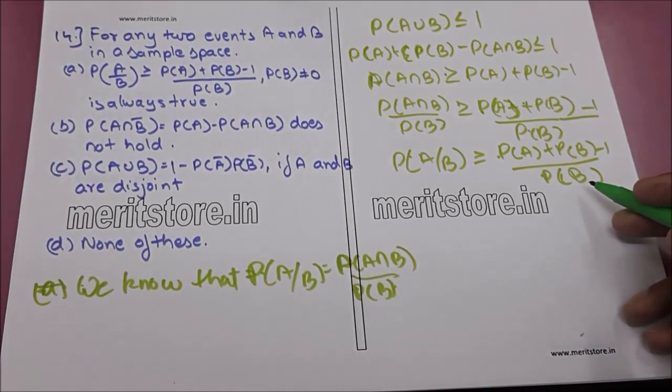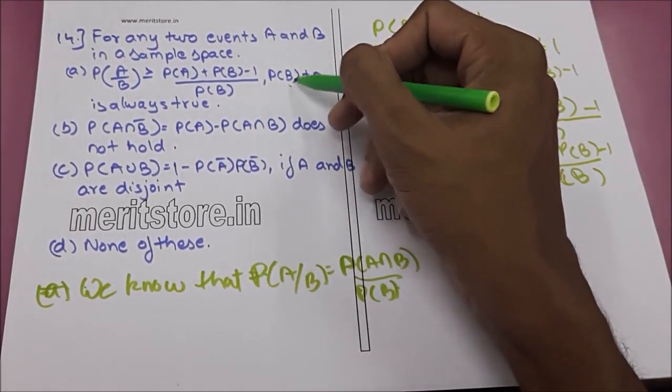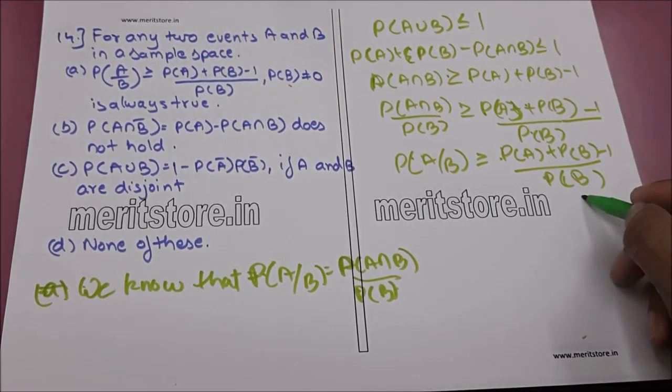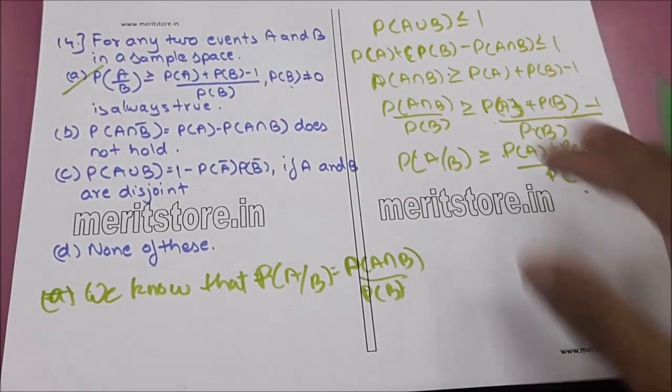So therefore, we get the condition for B also, where probability of B is not equal to 0, since probability of B is in the denominator. So therefore A is the answer.